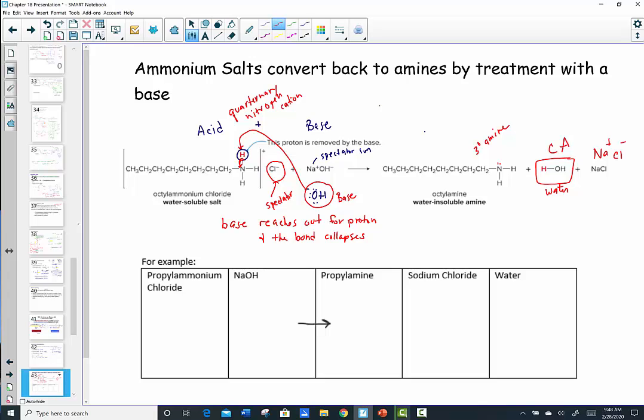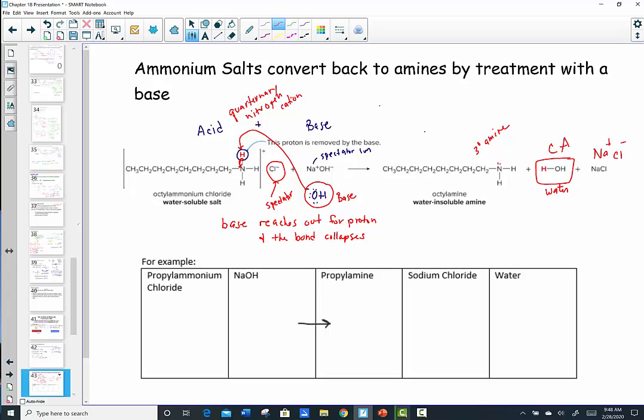So we practiced with octyl ammonium chloride, which would be a water-soluble salt being treated with a strong base. Again, it's just proton transfer. All we have to do is understand Bronsted-Lowry theory from Gen Chem days, and we've got this mastered. The base removes a proton, going back to the tertiary amine, and forms conjugate pairs.